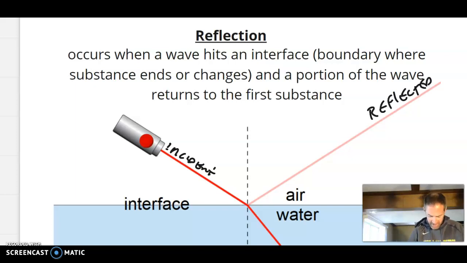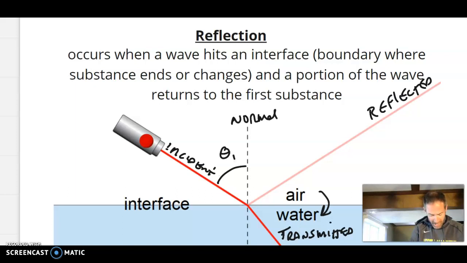And this part down here, it's not really the topic of today's video, but this is our transmitted light. Talk about that a different day. This line right here is the normal line, and it is perpendicular to the interface, that place where the medium ends or changes. Here, air is ending and water is beginning. This angle right here, between the incident light ray coming in and the normal line, we're going to call that theta I or theta 1 for the angle of incidence.